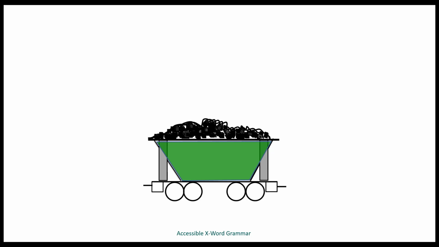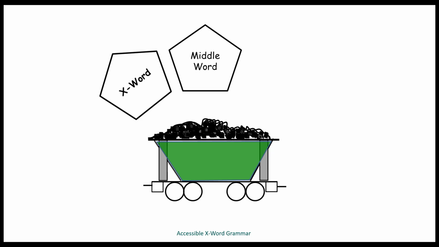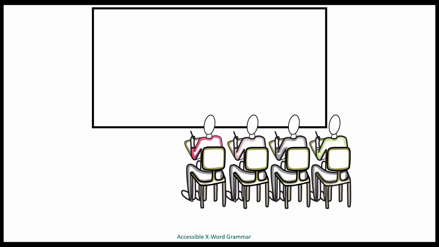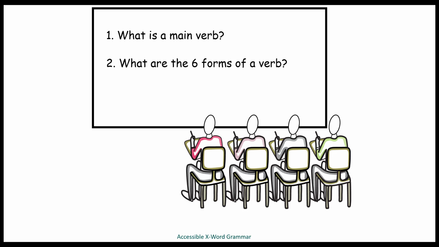In this class, we are looking at verbs first. In every verb phrase, there is a place reserved for an X word, a middle word, and a main verb. In Lesson 1, we looked at the 20 X words. Now we'll look at main verbs and answer these questions. What is a main verb? What are the 6 forms of a main verb? And what's the difference between regular and irregular verbs?